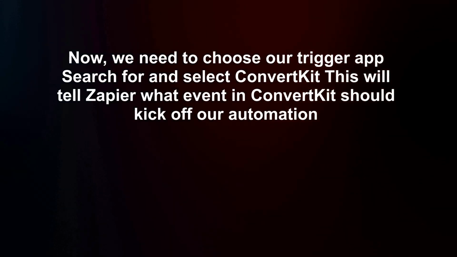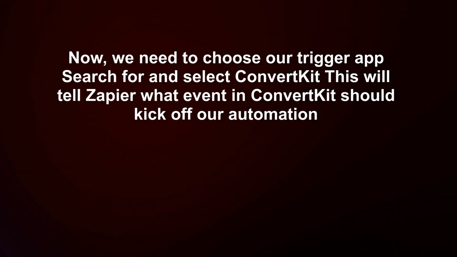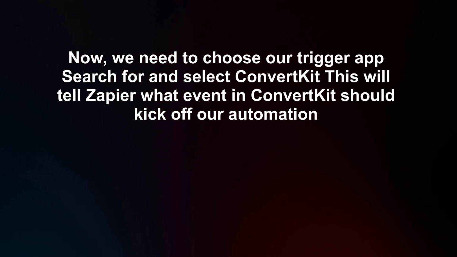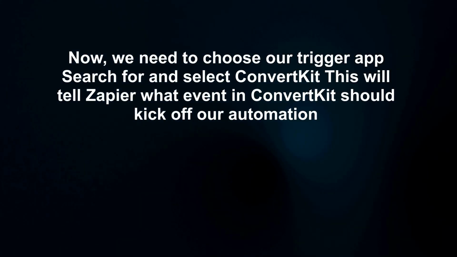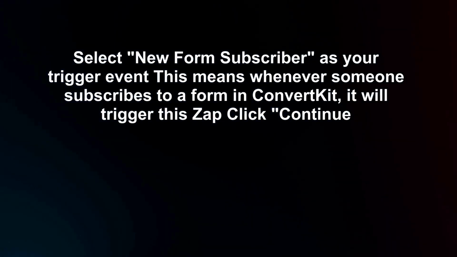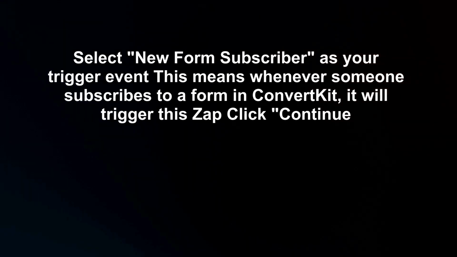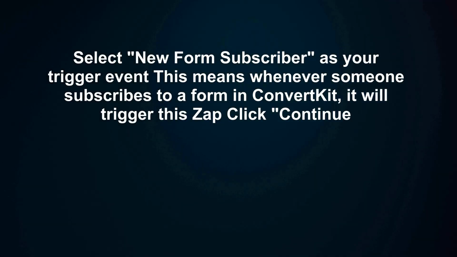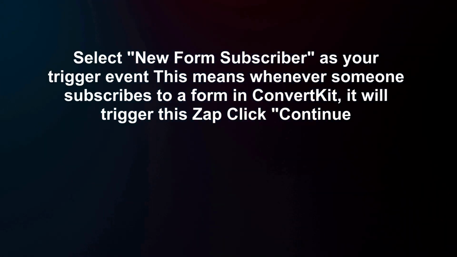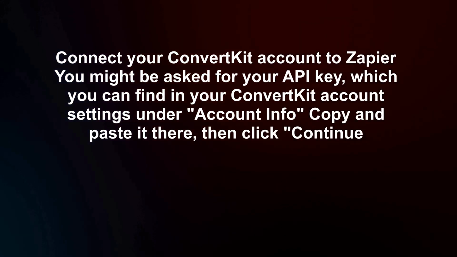Now, we need to choose our trigger app, search for and select ConvertKit. This will tell Zapier what event in ConvertKit should kick off our automation. Select New Form Subscriber as your trigger event. This means whenever someone subscribes to a form in ConvertKit, it will trigger this zap. Click Continue. Connect your ConvertKit account to Zapier.